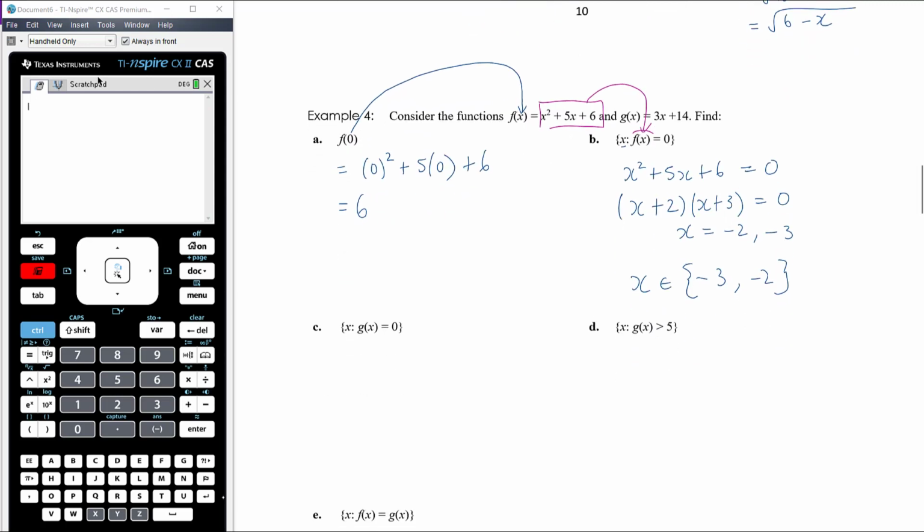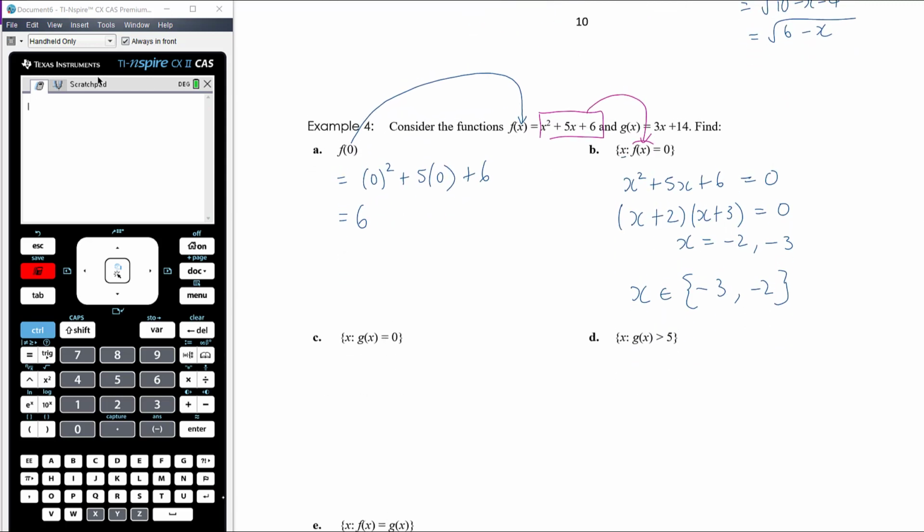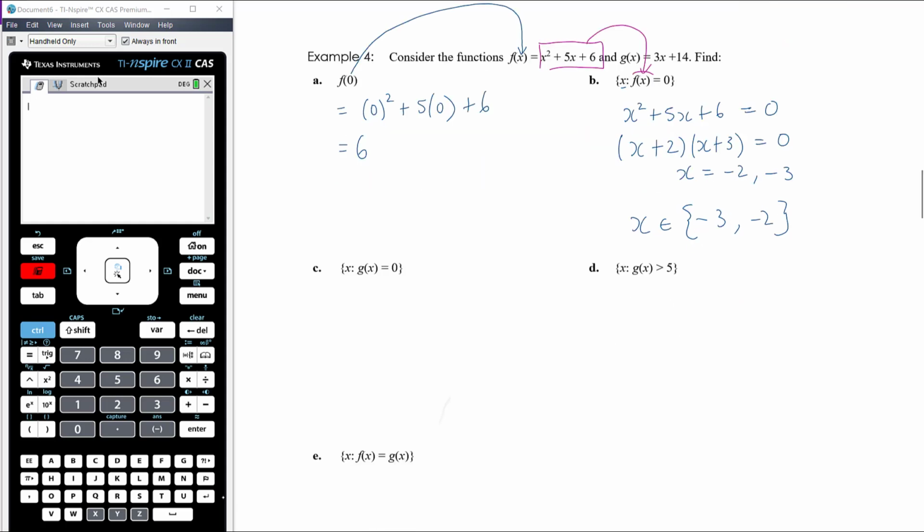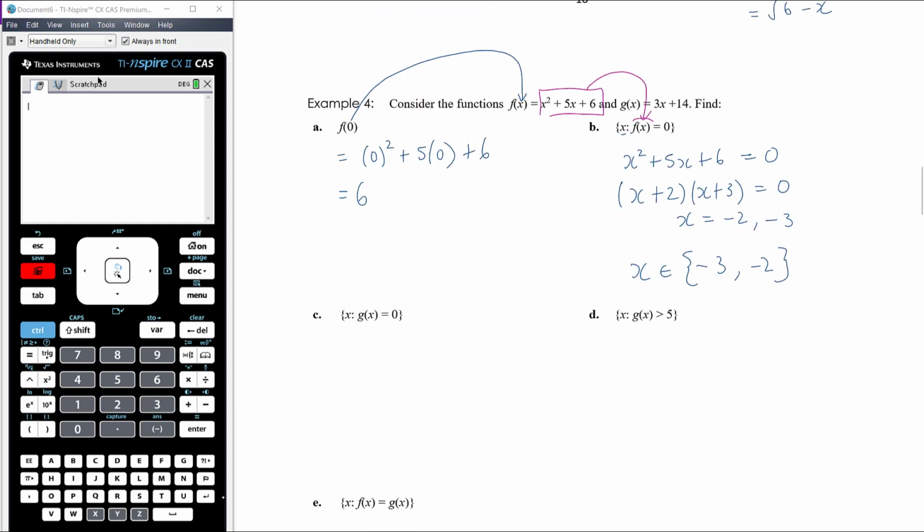Okay, part C, we want to find again a set of x values, so at the end we'll make sure we give our answer as a set, and we want to find the set of x values where g of x is equal to 0. Now g of x is equal to 3x plus 14, so we want to know when 3x plus 14 is equal to 0. That is when 3x is equal to -14, and so x equals -14 on 3. And so x is an element of the set which contains just one number in this instance, -14 on 3.